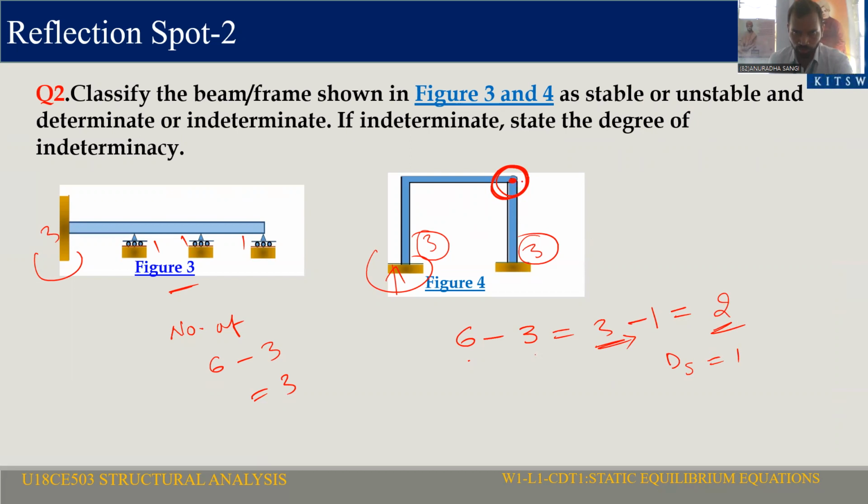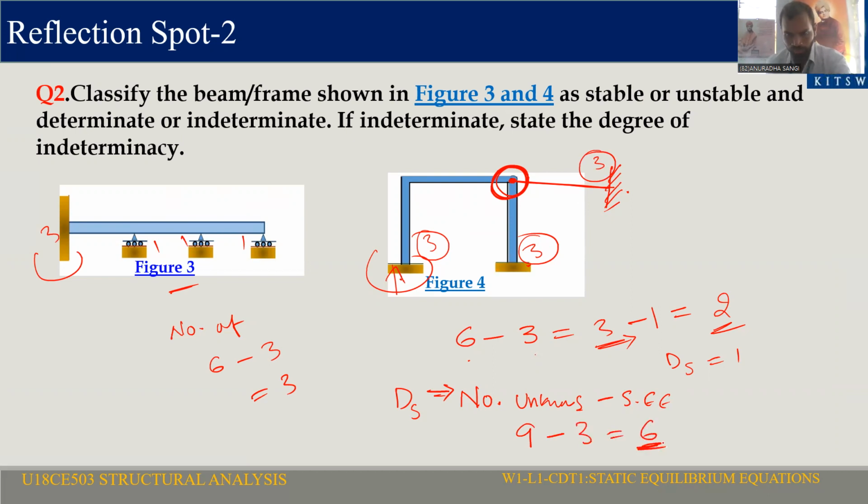Let us suppose it is extended like this. For this case, the static indeterminacy from the basic formula is number of unknowns minus static equilibrium equations. Here we have 3, 3, and here 3, so number of unknowns is 9. Static equilibrium equations is 3. Static indeterminacy is 6, but this is not the answer because an internal hinge is there.